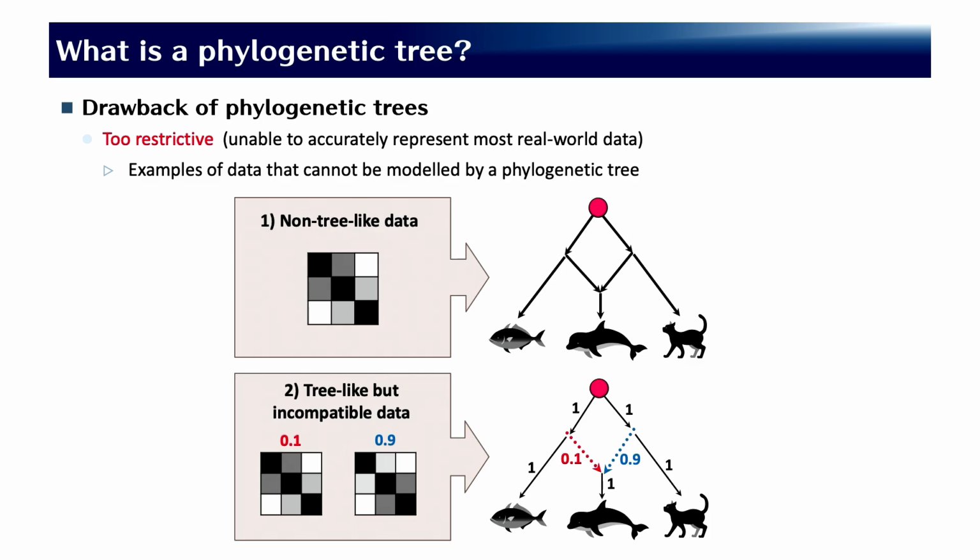Suppose we wish to estimate the evolution of three species: fish, dolphins, and cats. The first example illustrates the situation where the graph reconstructed from the data are not very tree-like, possibly due to noise or errors in the data, but the correct evolutionary history should be represented by a tree, as indicated by the solid line. As in this example, even if a tree is an appropriate model, we always need to handle such noise or errors in the data.